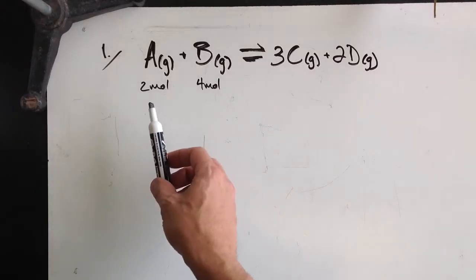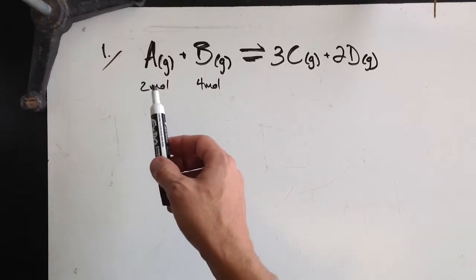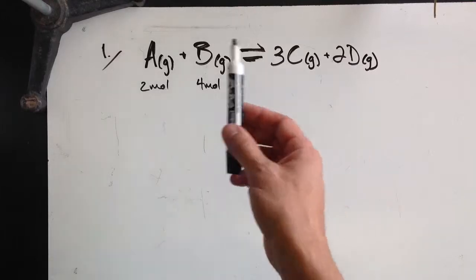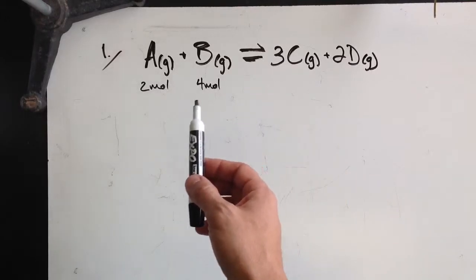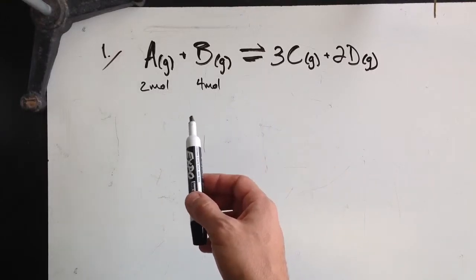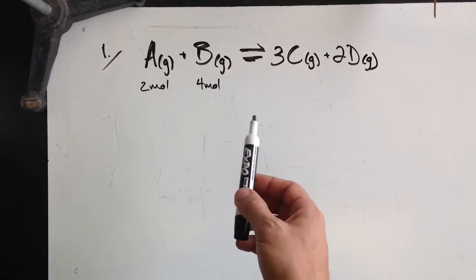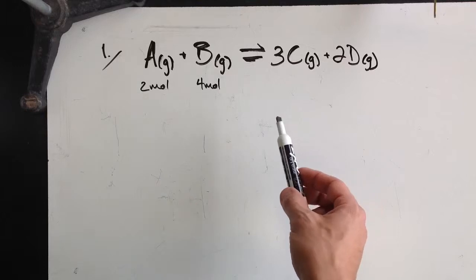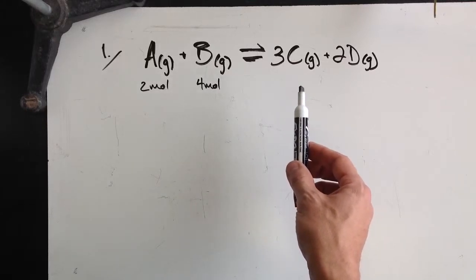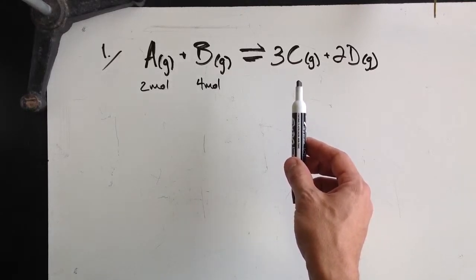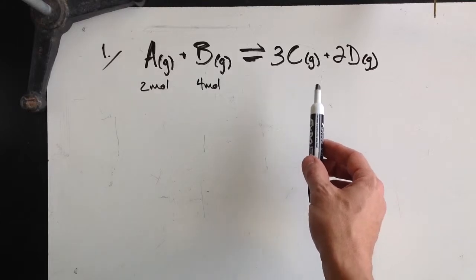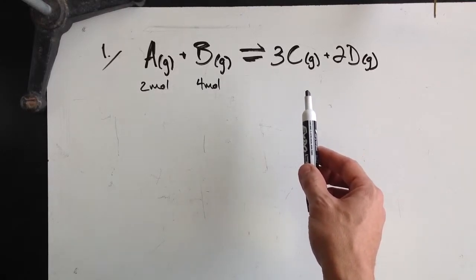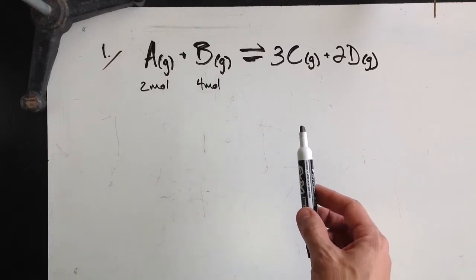Now, in this case, the question states that you start with 2 moles of A and 4 moles of B. All of these gases are mixed together in a 0.5 liter, or 500 milliliter, container, and that's sealed, obviously. The question also gives you the number of moles at equilibrium of C, which is 0.3 moles. So we know what C is at equilibrium.